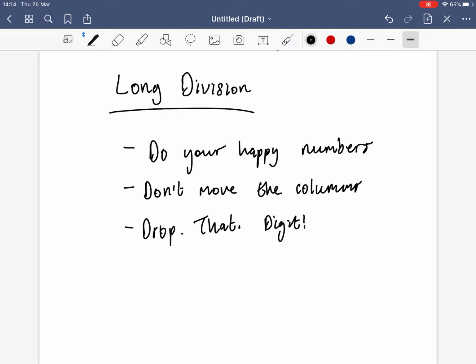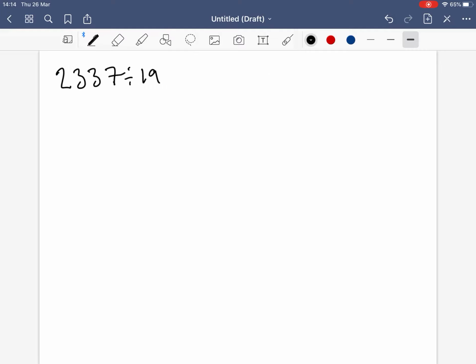So we're going to go through two different questions. The first one is 2,337 divided by 19. Now, I don't know the 19 times table, but I do know a times table that's really close to it, and that's the 20 times table. Now, I'm going to write the 20 times table down the left-hand side of my page. So 20, 40, 60, 80, and 100.